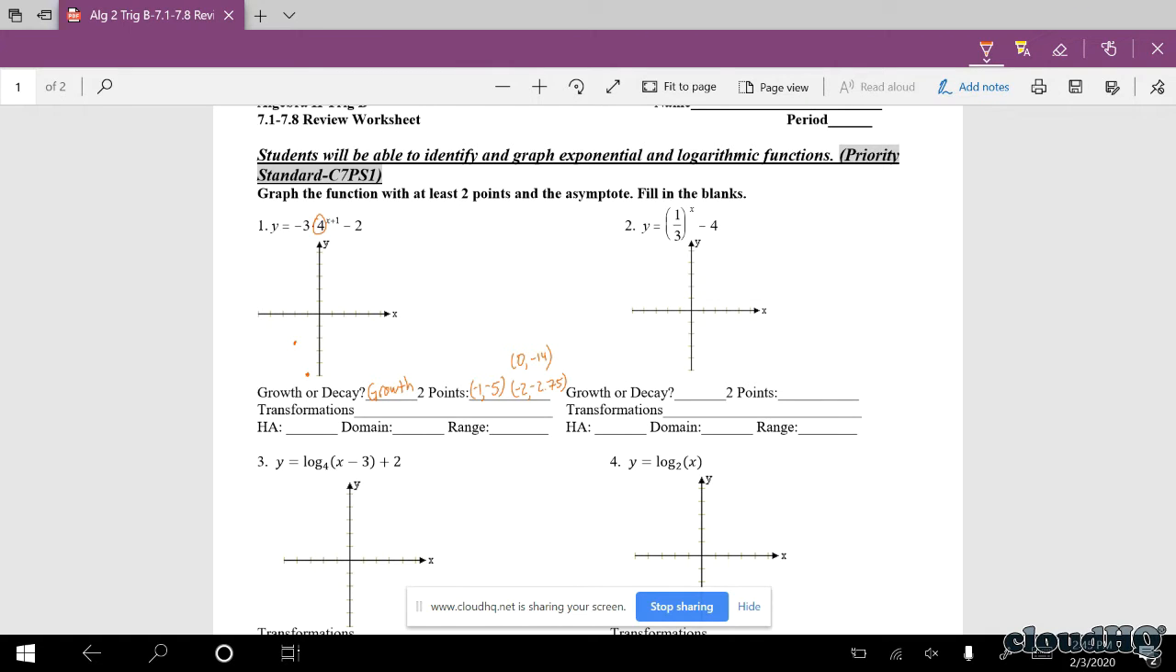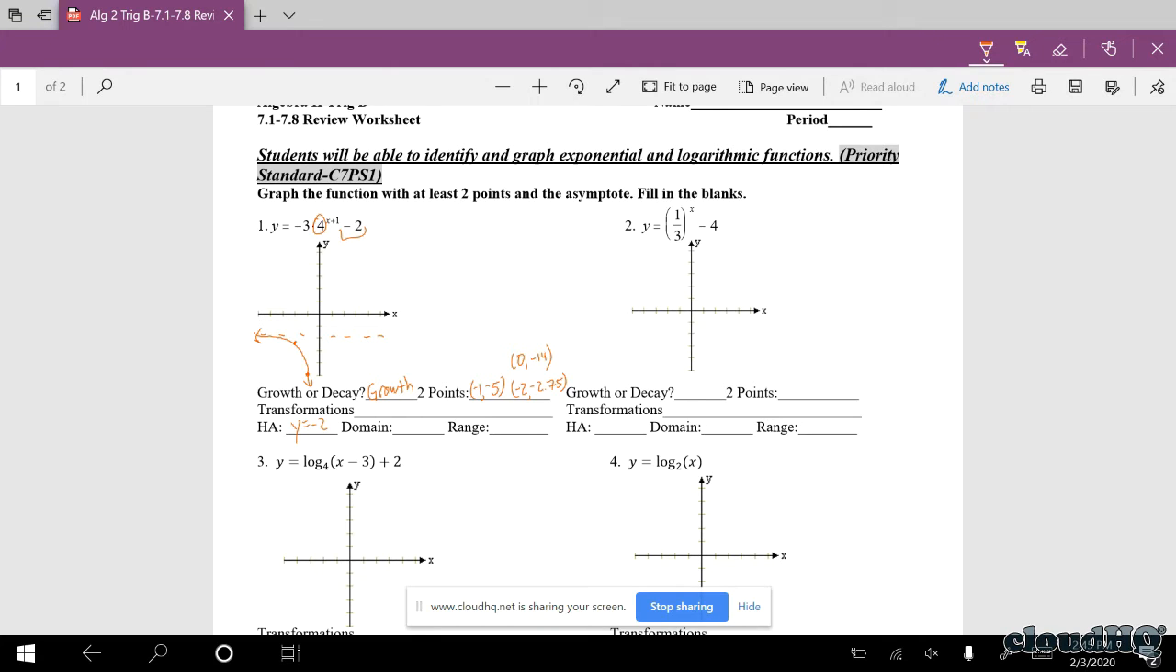Approximately there. I'm going to jump down to the HA, the horizontal asymptote. It's y equals, and if it's an exponential problem, you look at your k value, negative 2. It's been shifted down 2, so that asymptote is about there. So we can connect the dots, making sure not to cross that asymptote.